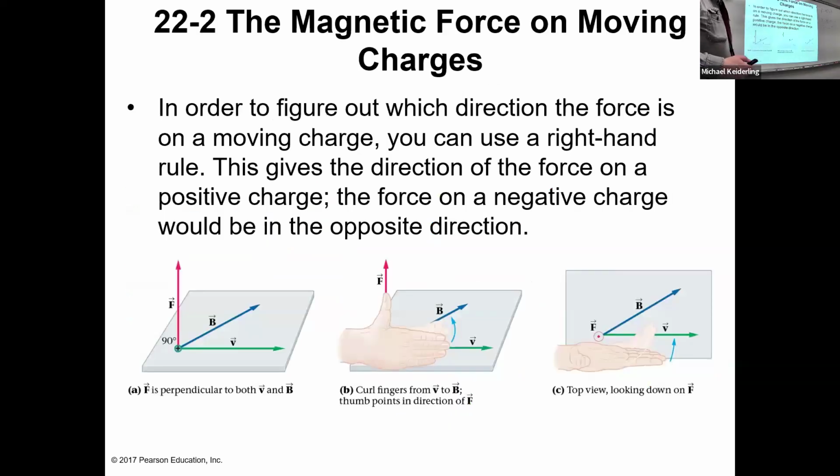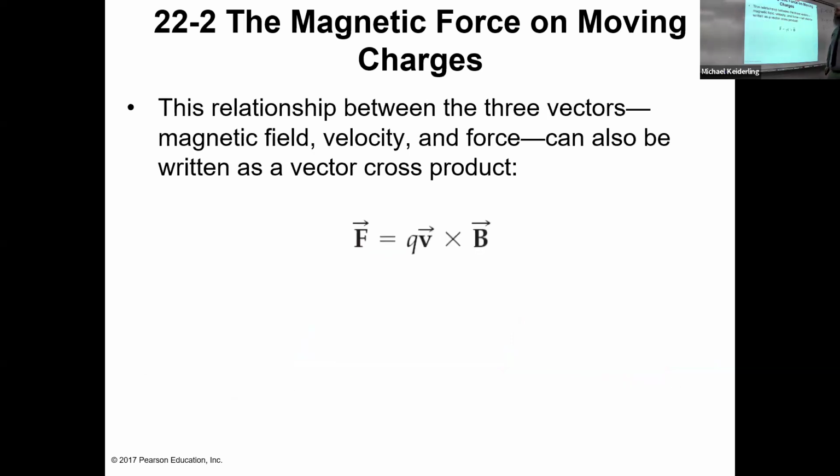So the general rule to figure out which direction it's going, you can use the right-hand rule. Again, you point your fingers in the direction of the velocity, you bend them in the direction of the magnetic field, and your thumb points in the direction of the force on a positive charge. And that is force is charge times velocity cross magnetic field.